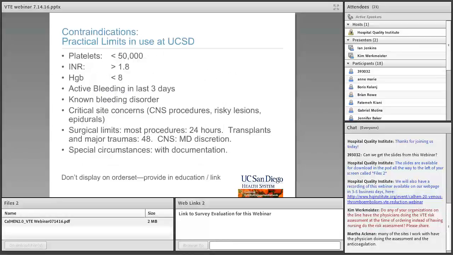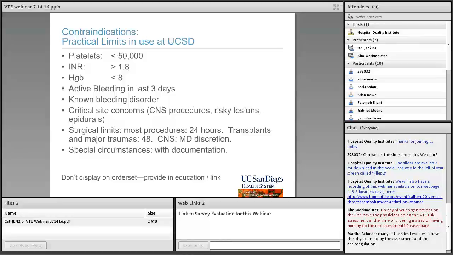This is a list of contraindications we use at UCSD. We don't aggressively police this. These are just some suggestions we have. So, thrombocytopenia, high INR, low hemoglobin, if you feel like the patient needs a little bit of a buffer if they were to bleed, recent active bleeding or bleeding disorder. Critical site concerns. This is a major one.